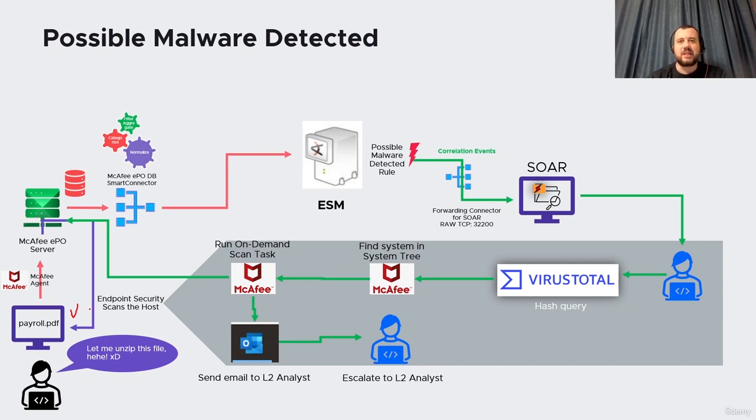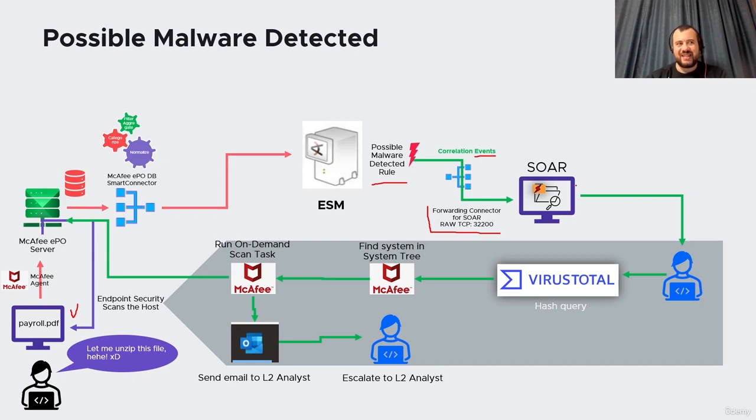And then it is going to send this event as well to the ArcSight Enterprise Security Manager. So together with you, we're going to prepare a rule. We're going to call this rule possible malware detected. And whenever this rule gets fired, whenever this rule gets triggered, the correlation events, which essentially our SIEM solution produces, are going to be forwarded with the help of a forwarding connector to the ArcSight SOAR.